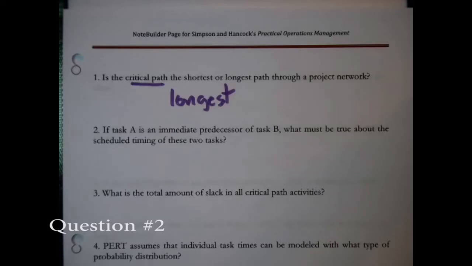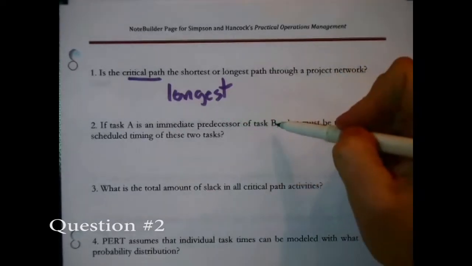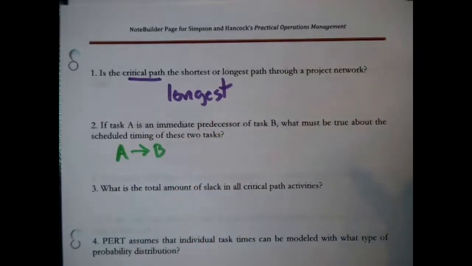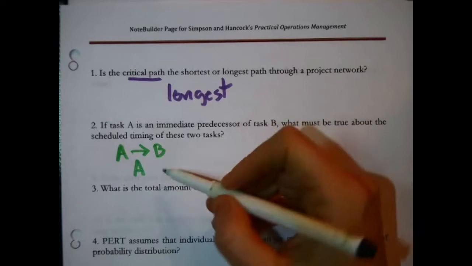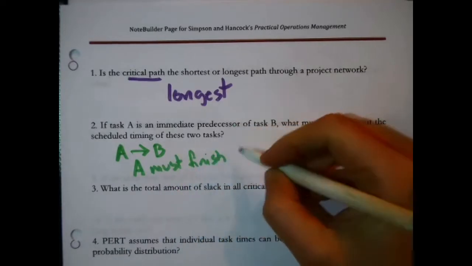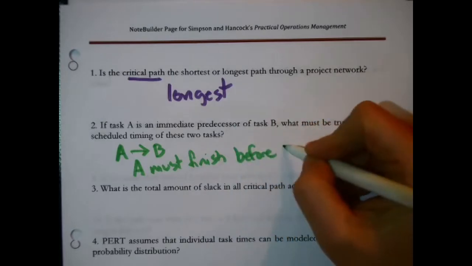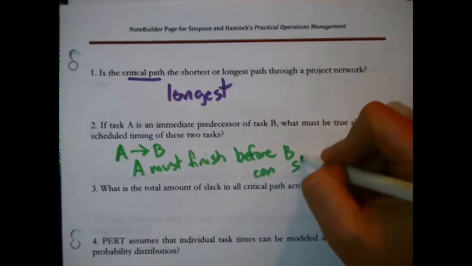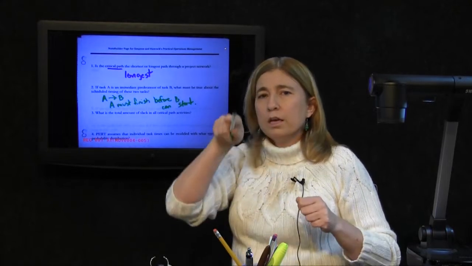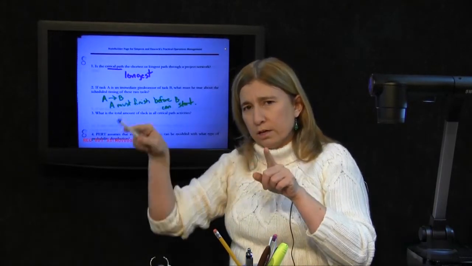If task A is an immediate predecessor of task B, so I'm going to sketch this. If A is an immediate predecessor of B, what must be true about the scheduled timing of these two tasks? Okay, well, just by definition, A must finish before B can start. That is the classic assumption also in project management. When you say something is an immediate predecessor, it has to finish and then the next task can start.